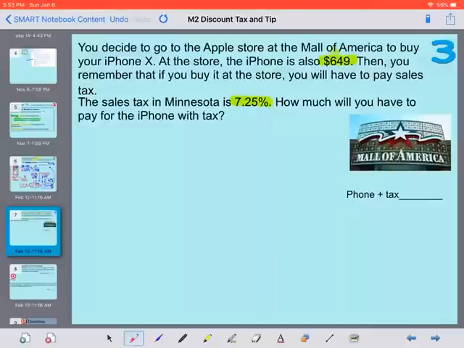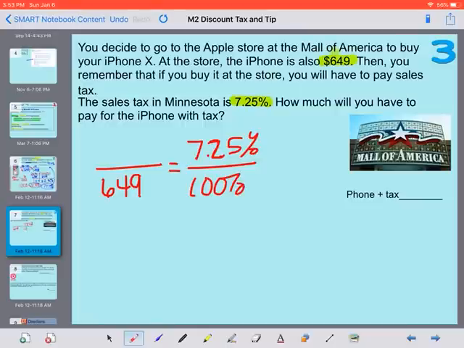So we know the total price of the phone is $649. The percent that they're giving us, 7.25% out of 100%. We want to know what is 7.25% of this phone. So we're going to cross multiply to figure that out. 100 times x is 100x.